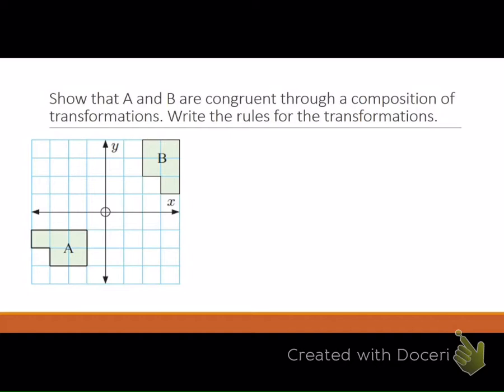Brandon, vote. What would you do first to get A onto B? Probably a reflection over the x-axis. So we're going to try reflecting over the x-axis. So each of those points needs to stay the same distance away from the x-axis.